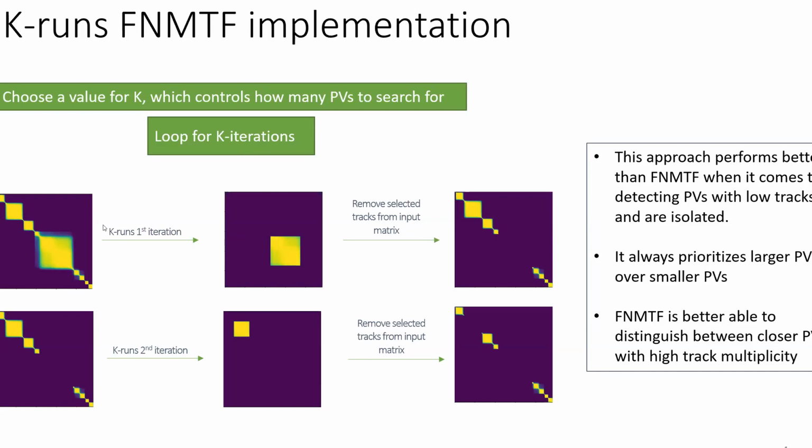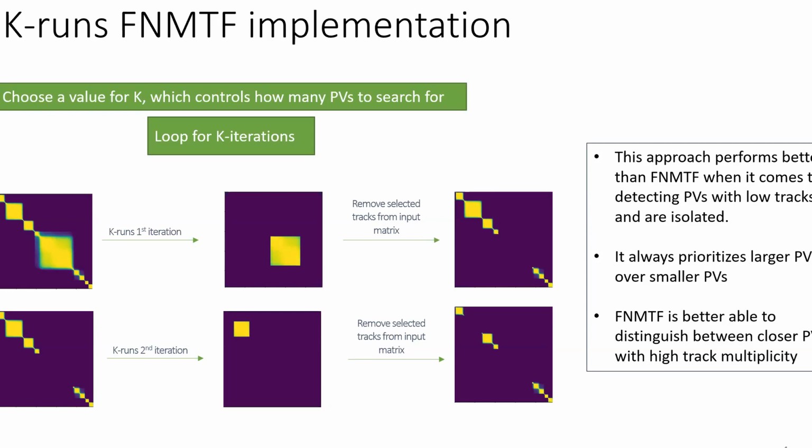And when we are asking it to find just one cluster, it'll have the lowest possible reconstruction error only if it chooses the biggest block here. So in the first iteration, it will choose the biggest block seen here, because only then will it have the lowest possible reconstruction error. Then we remove this set of tracks from the input matrix, as you can see here, and feed it back into the algorithm again. So now it will choose the second largest PV and so on. It'll keep doing this k number of times.